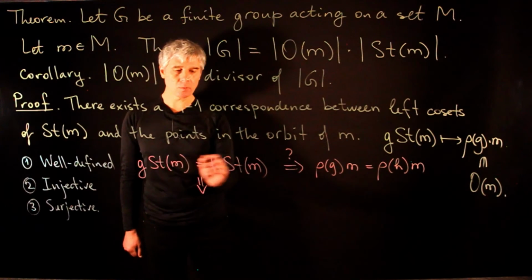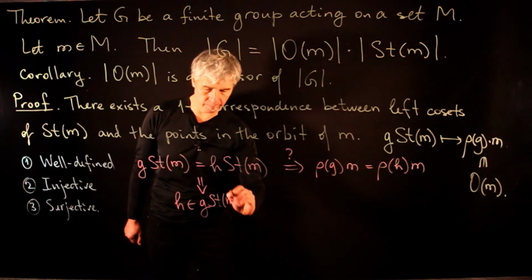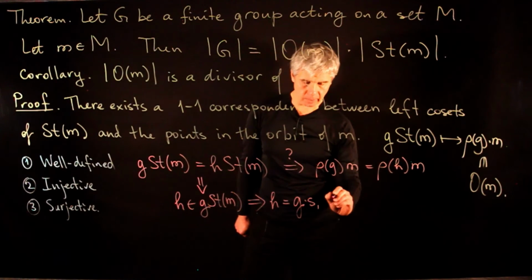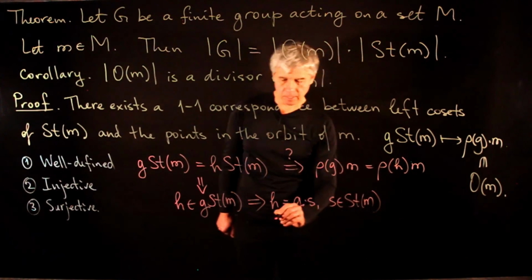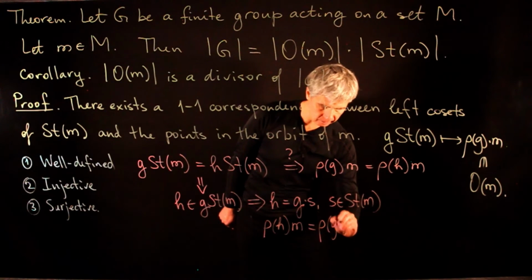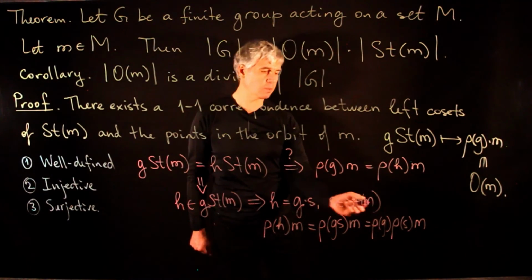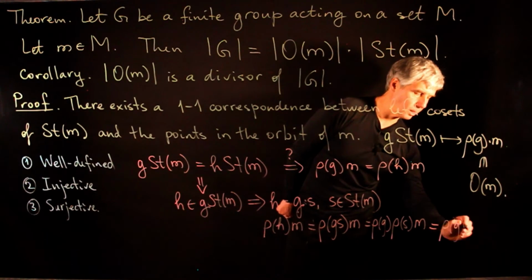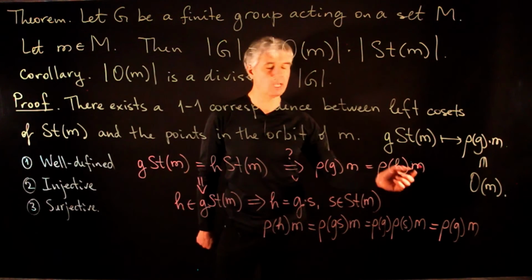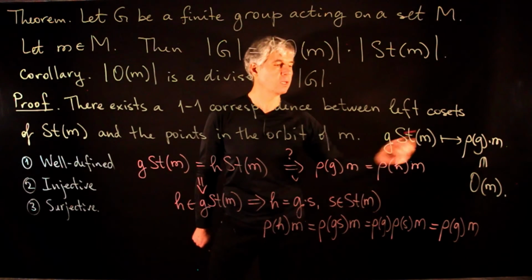So how do we prove this? The equality of these cosets means that h belongs to the coset g times stabilizer of m. And this tells us that h is equal to g times s, where s belongs to the stabilizer of m. Then what is rho of h acting on m? This is equal to rho of g s acting on m, which is rho of g times rho of s acting on m. But s is an element of the stabilizer, so this is rho of g acting on m. And then we show that this equality holds. Rho of g acting on m is the same as rho of h acting on m. So this proves that this correspondence, where left cosets are mapped to points in the orbit, is well defined.